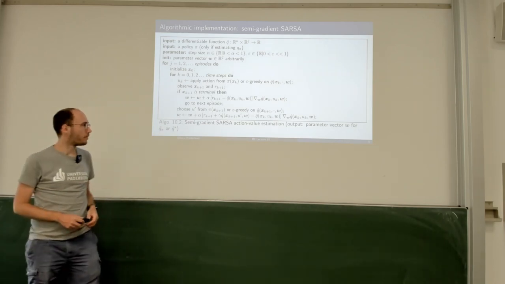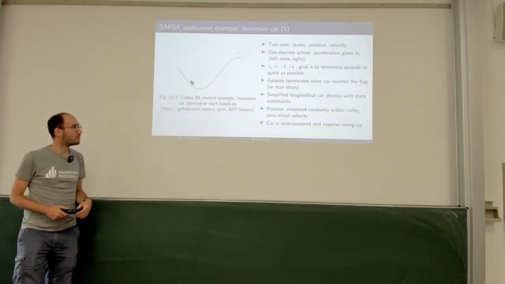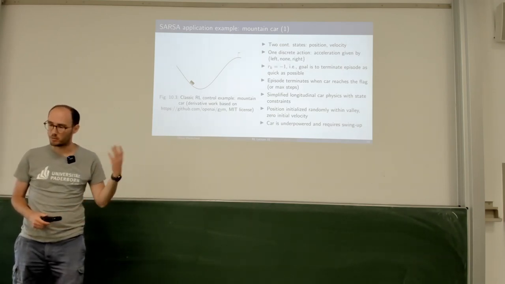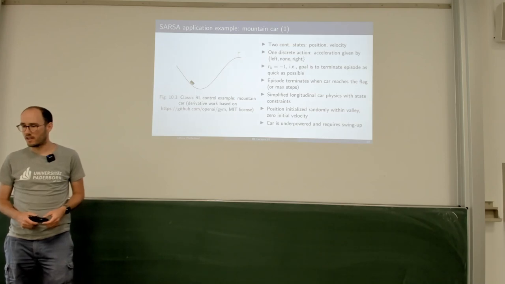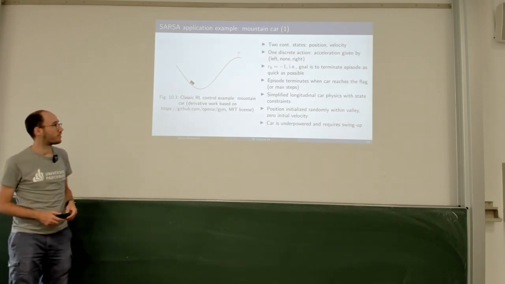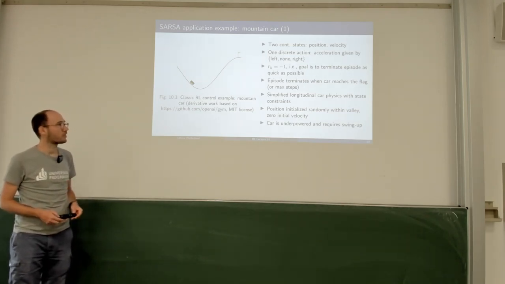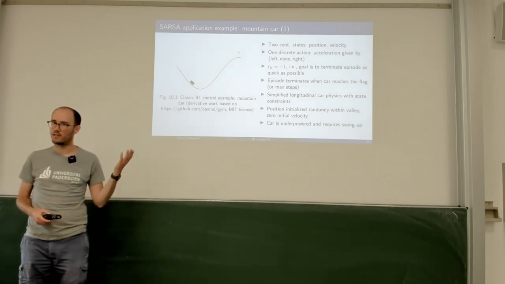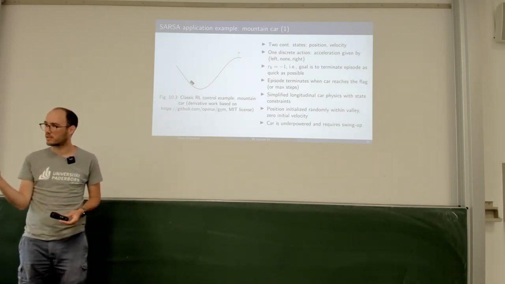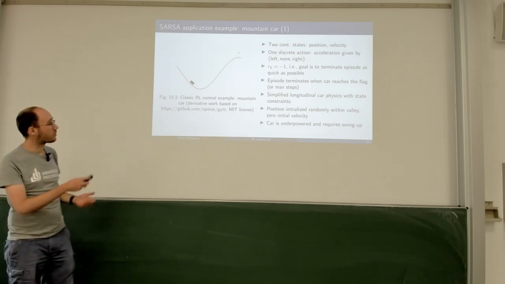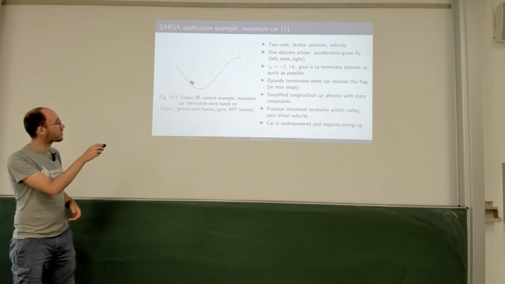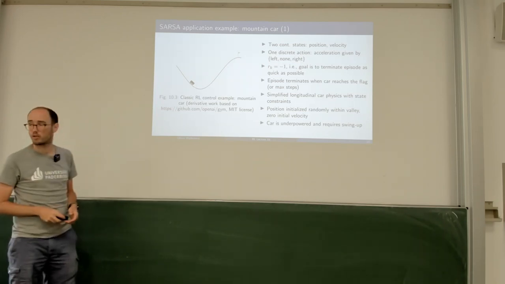Okay, but as I said, we are still optimistic, and I would like to give you a small example that this actually works, a very classical example, the so-called mountain car example, which is basically a simplified application example of the inverted pendulum. In this case, we do not want to stabilize something, but we want to flee with this car from this valley onto the top.